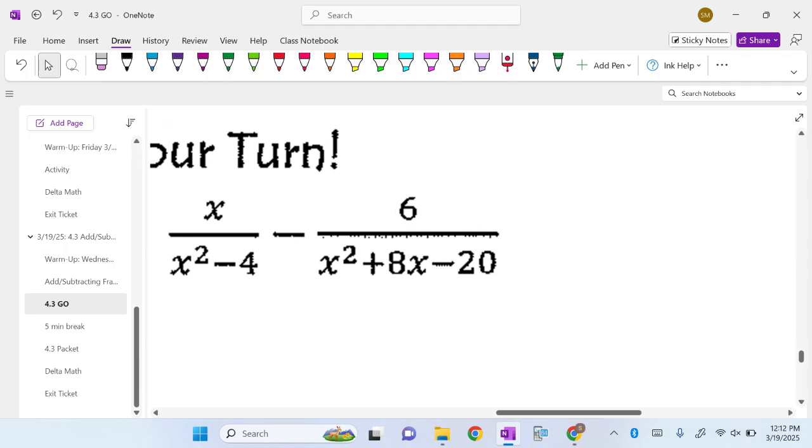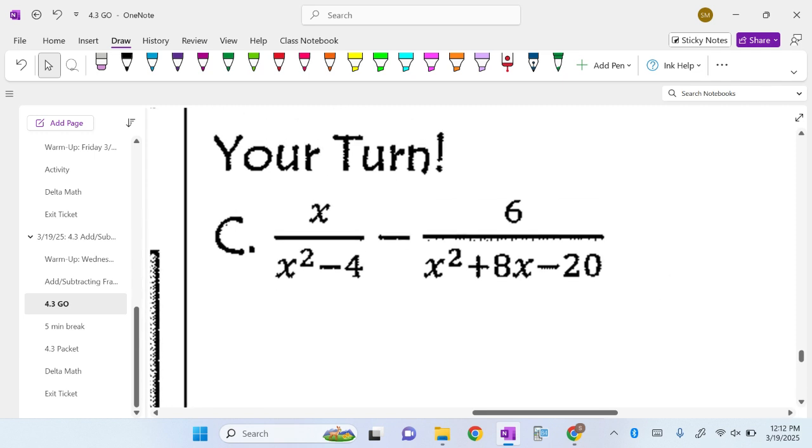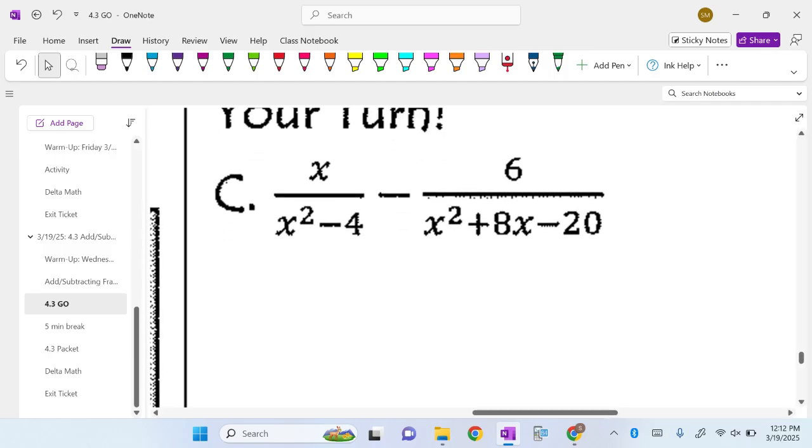Take a minute. Try letter C on your own. I told you it's a beast. This unit is just a beast. But when we get to the review, I'm going to show you all the tricks.